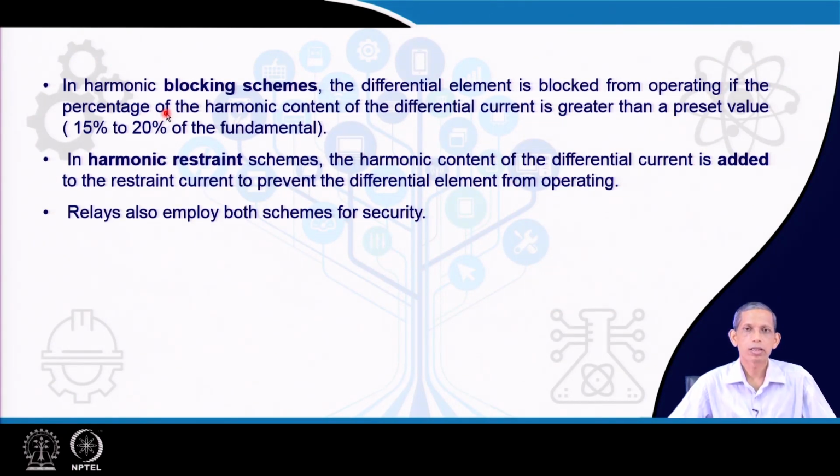In harmonic blocking, there are schemes for inrush situations. There are two schemes, one is the blocking scheme and the other is the harmonic restraint scheme. We will learn what these two are in our subsequent discussion. In the blocking scheme, typically when the second harmonic component becomes greater than 15% or so with respect to the fundamental, the differential relay is blocked, considering that this is a situation of inrush.